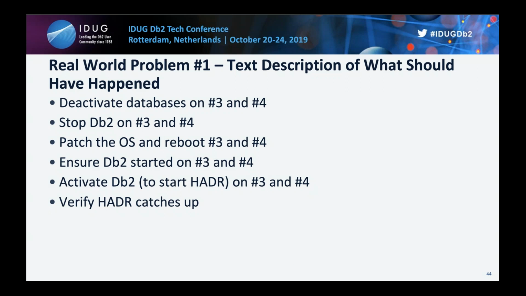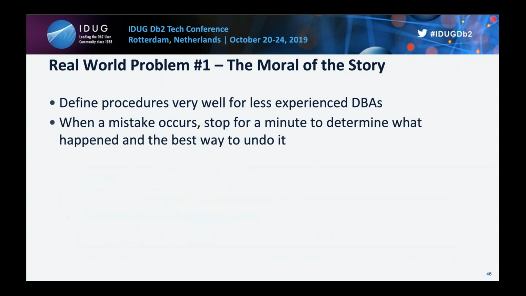And I've got a lot of text in here. If you want to go over any of these scenarios in more detail yourselves, I'll provide the PDF. The moral of the story on this one is to define your procedures really well for less experienced DBAs. And when a mistake occurs, stop for a minute, figure out what happened and the best way to undo it, because a lot of the problems there were caused by people panicking and just doing the first thing that they thought of.